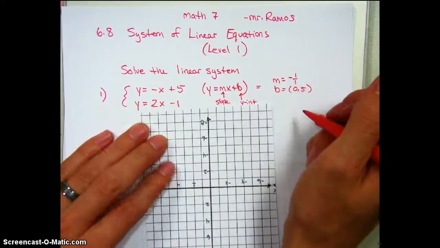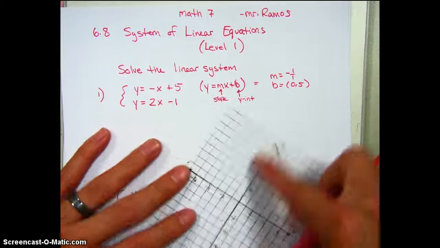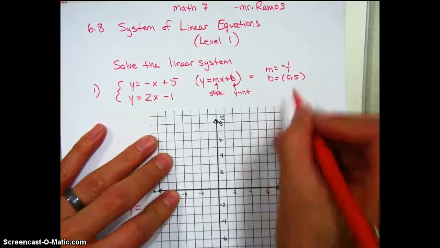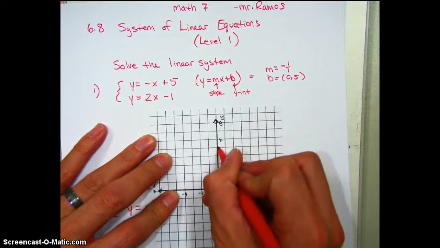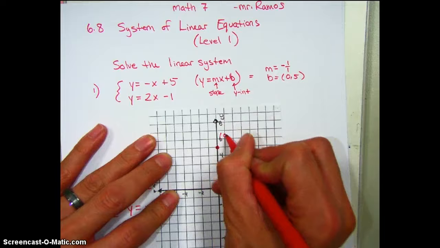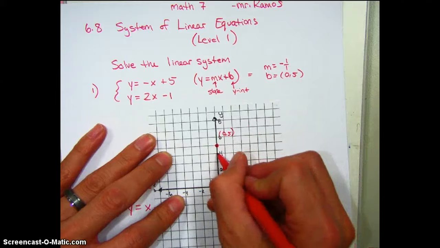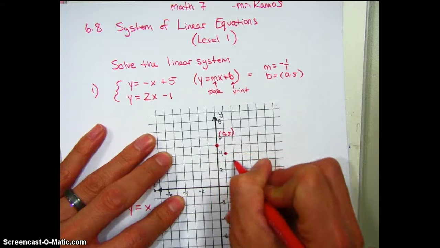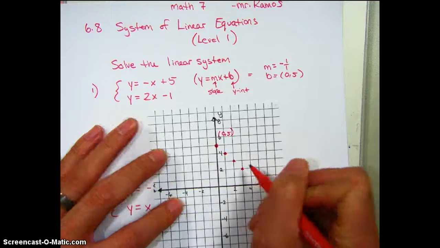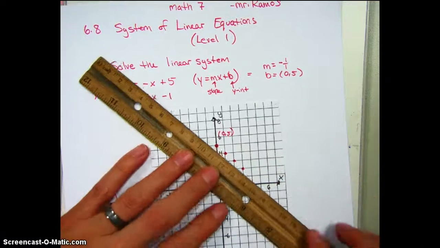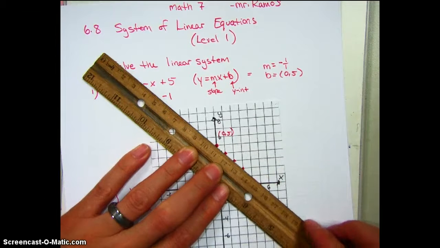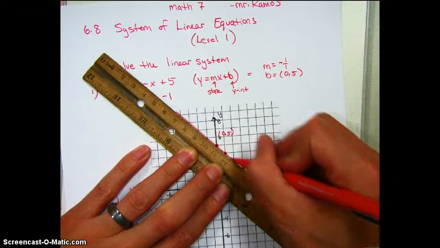If I take a look at my graph here that I've already created, I'm going to begin at 0, 5. That's that point right there. And then I'm going to move down 1 and over 1 to the right. Down 1 over 1, down 1 over 1. And you can see it's going to create a straight line. The slope is negative 1, so it looks just like that.